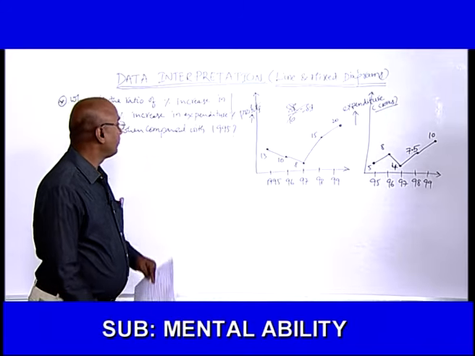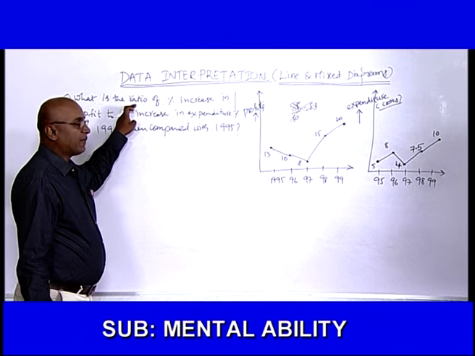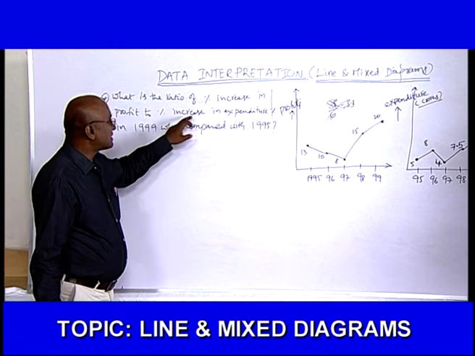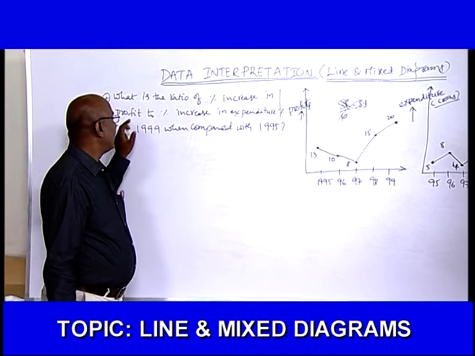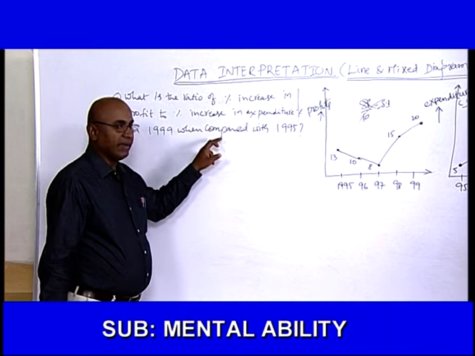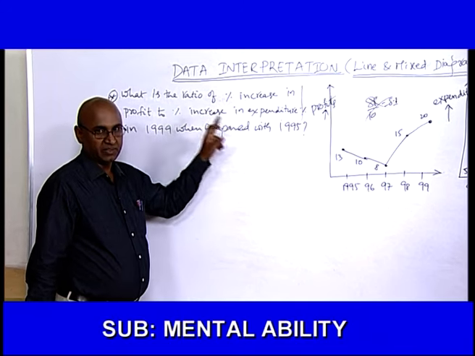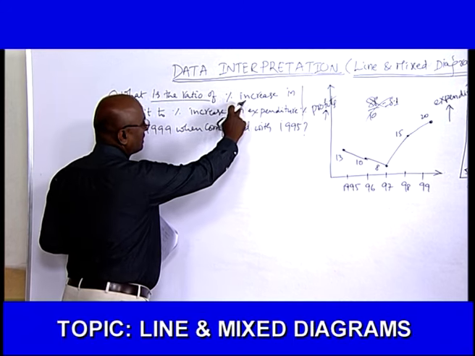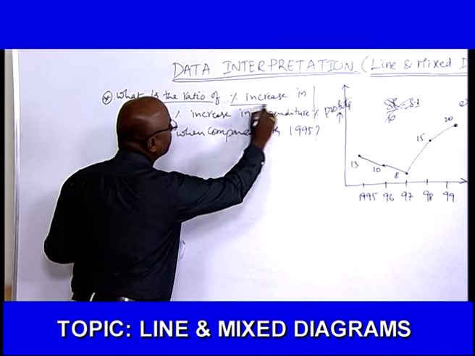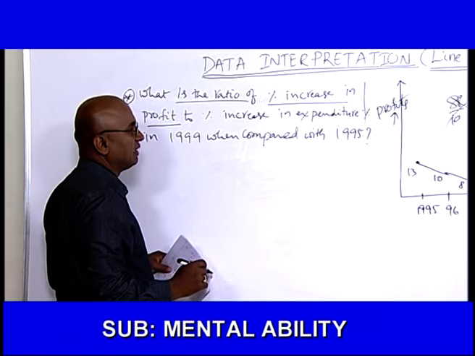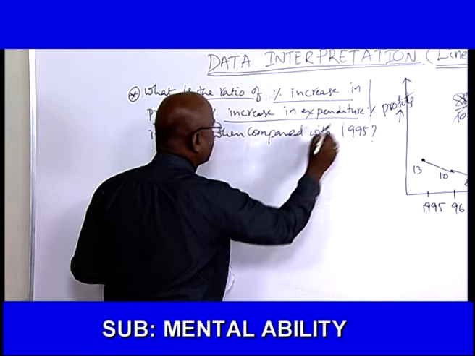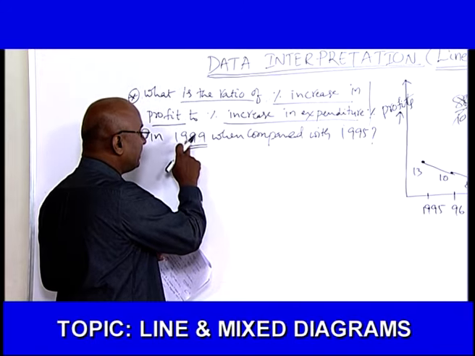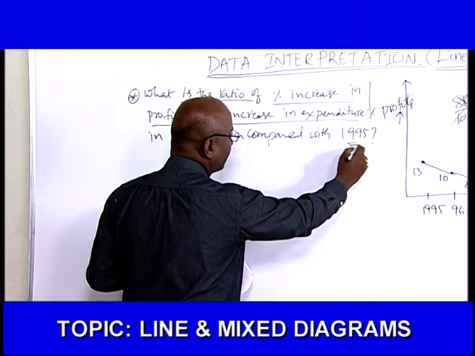Next question in this problem: what is the ratio of percent increase in profit to percent increase in expenditure in 1999 when compared with 1995? It is the ratio we have to find first of all. Now see, the next part of the question is percent increase in the profit and percent increase in the expenditure, and the comparing value we have to consider is 1995.